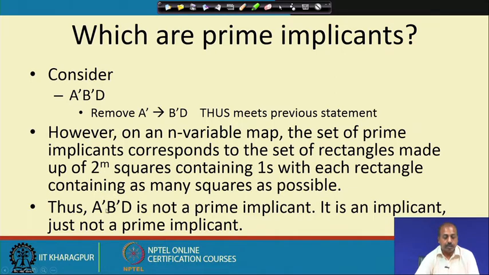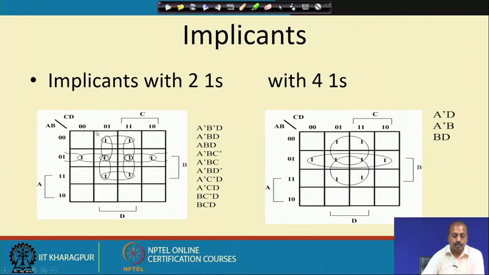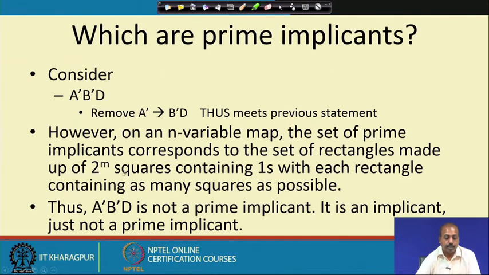Because if we remove this, then it will be generating a bigger sized quad, in fact. Here it was a pair a bar b bar d. If I remove a bar, I am getting b bar d. So, this corresponds to a quad, these two ones and these two ones. So, that will be giving rise to a quad. So, as the number of literals reduces, the size of the covering increases. The size of the rectangle increases.